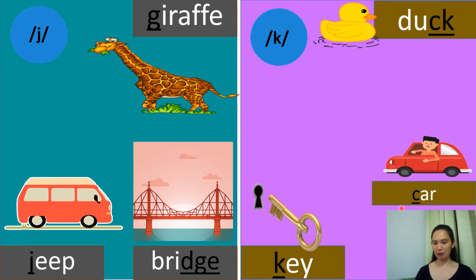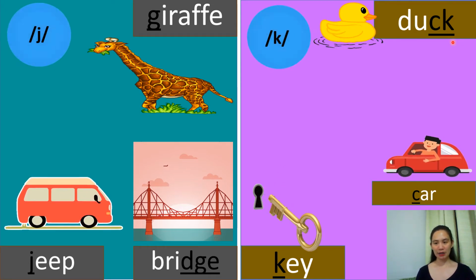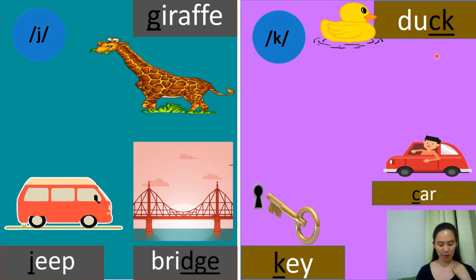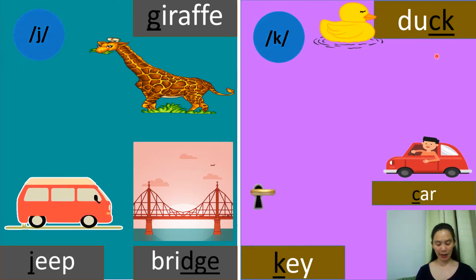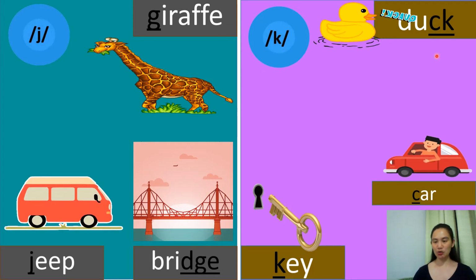Next word, we have the word duck. The CK at the end of the word duck is what we call a digraph because it is composed of 2 letters but has only one sound. We have the sound of K at the end. The same sound can also be heard in words with CK at the end, like in the words lock, suck, and track.